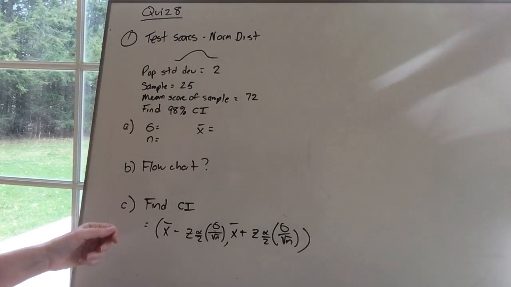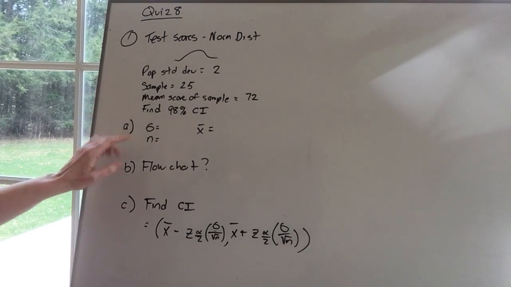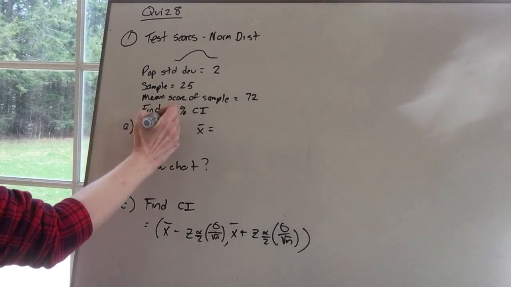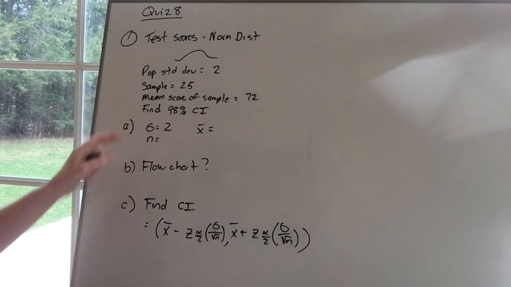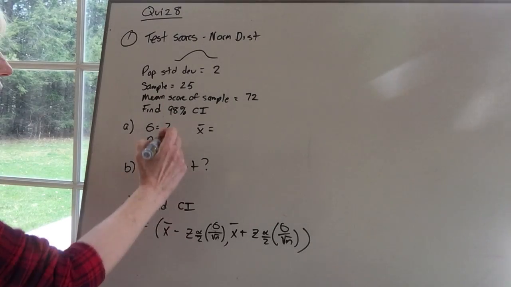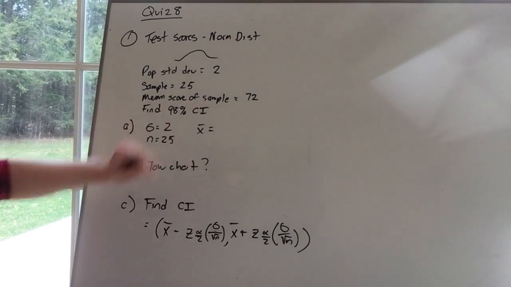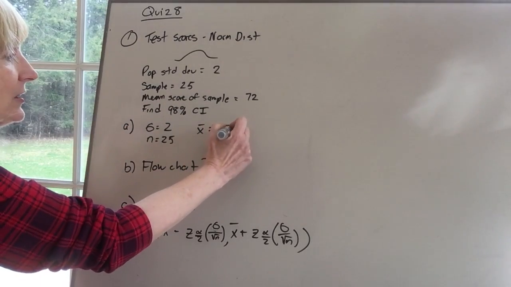So let's see, what did part A ask us for? Sigma. Sigma is the population standard deviation. So that's 2, right guys? That's what that sigma is. N is just the sample size, so that's 25. And X bar is the sample mean, so that's the 72.